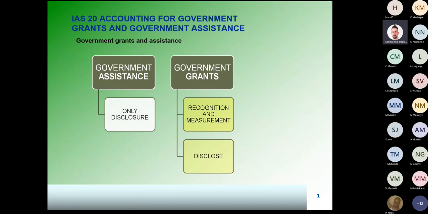Government grants is where there's a flow of money or assets. There we have to look at the recognition and the measurement of that government grant. And then we also have to disclose the government grant in the financial statements. All right, so there are two basic principles here, government assistance and government grants. And then the actual government grants can be income-based or asset-based.